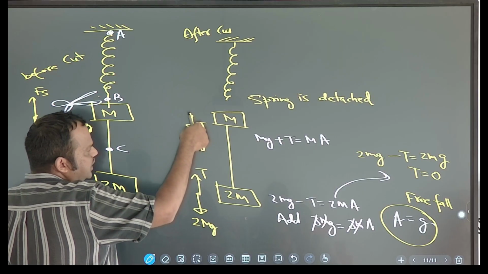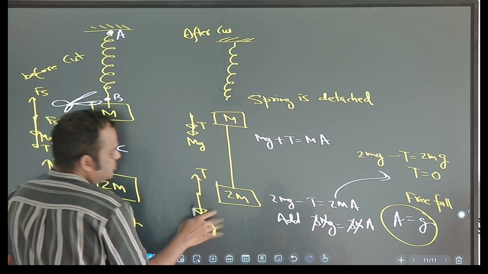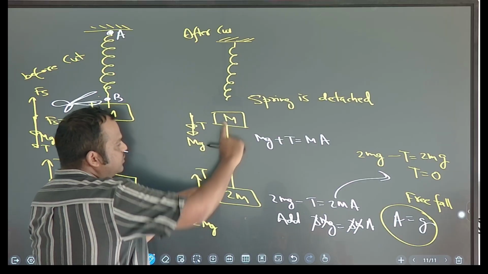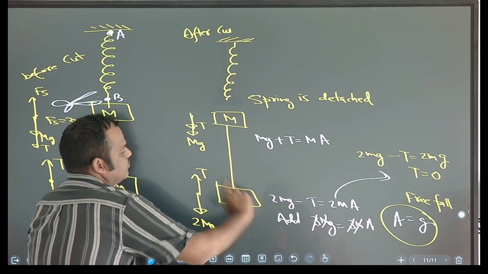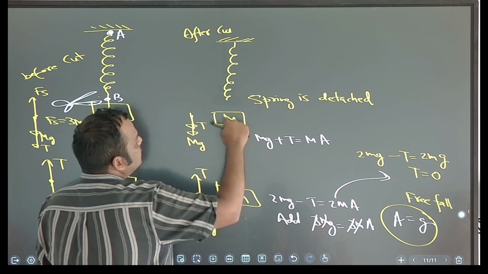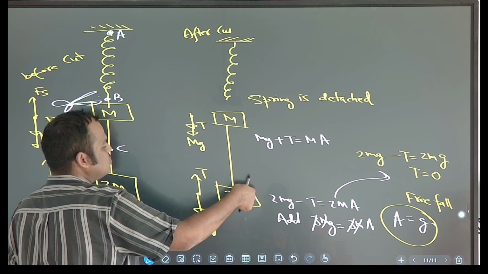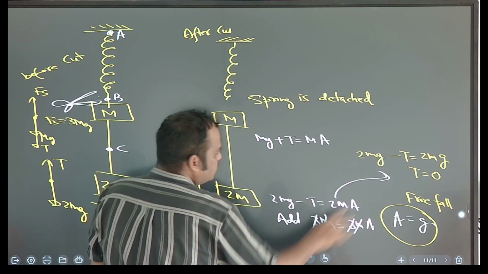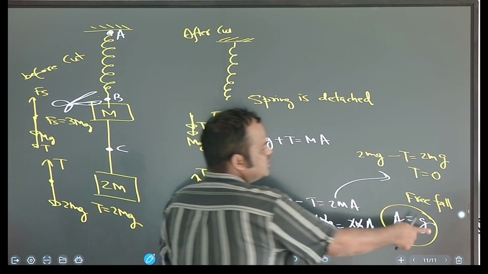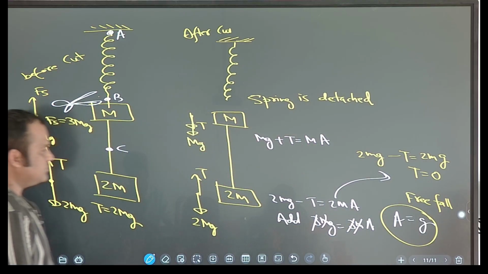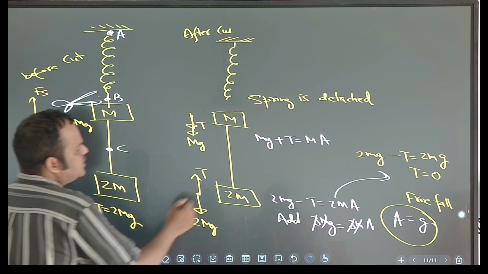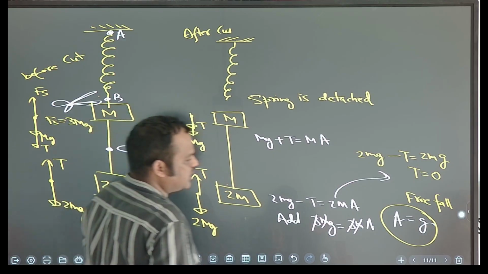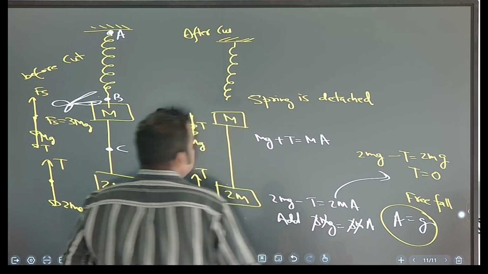We assume, suppose tension is there, mg is there. For 2m tension upward, 2mg downward. And if tension is there, so acceleration will be same. Acceleration of this is a, this also a. So mg plus T is equal to ma, and 2mg minus T is equal to 2ma. Solve this. Acceleration is g, tension is 0. Note down. Tension is 0 means no tension in string. Free fall. Done.